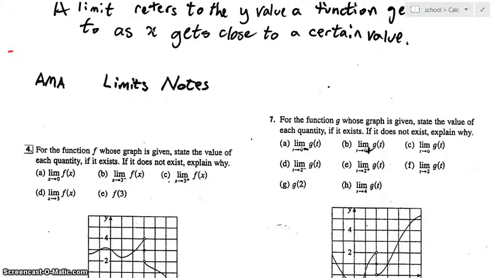It always refers to a y value. Whenever you see a limit at the end of the problem, what they're really saying is, what y value are you getting close to? Notice I didn't say what y value do you equal, or does the function equal? Very different question. Instead, we're saying what y value do we get close to as x gets close to a certain value.